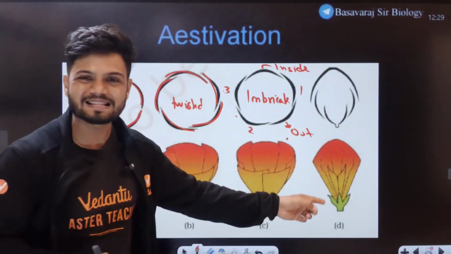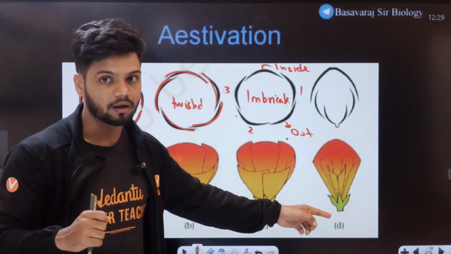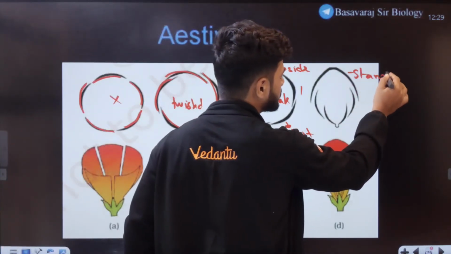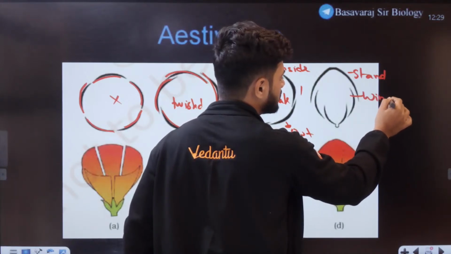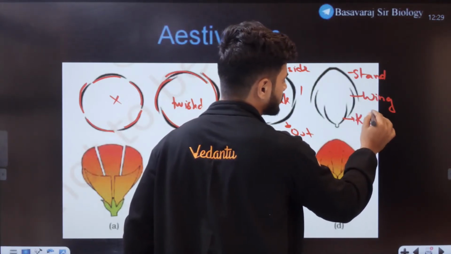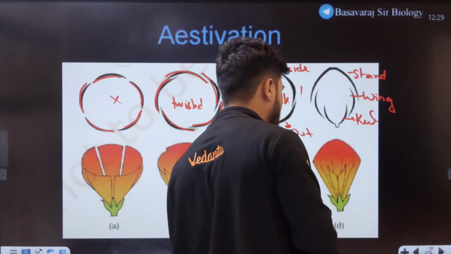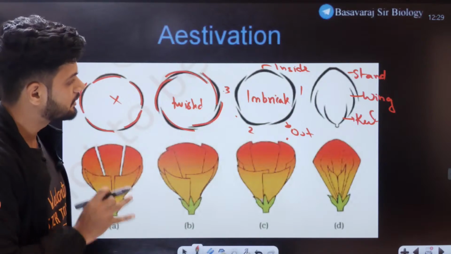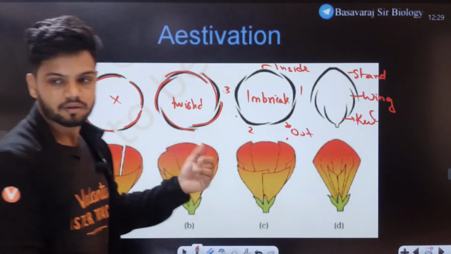Last one is vexillary or papilionaceous corolla. Here we have standard, here we have wing, and last one is keel. Standard, wing, and keel can be observed here. Now let's repeat again, students.